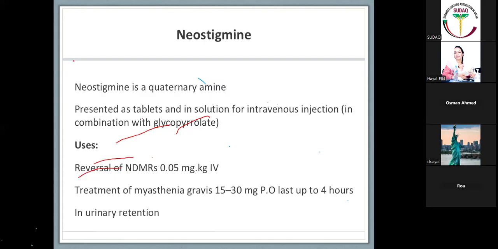Neostigmine is a quaternary amine and it's presented as tablet or in solution for intravenous injection in combination with glycopyrrolate. Usually it will be formulated with glycopyrrolate, as we said, to prevent bradycardia and excessive salivation. We use neostigmine for reversal of non-depolarizing muscle relaxants, and it's usually given in different doses, but generally 0.05 mg per kg intravenously. It is also used for treatment of myasthenia gravis and in urinary retention.